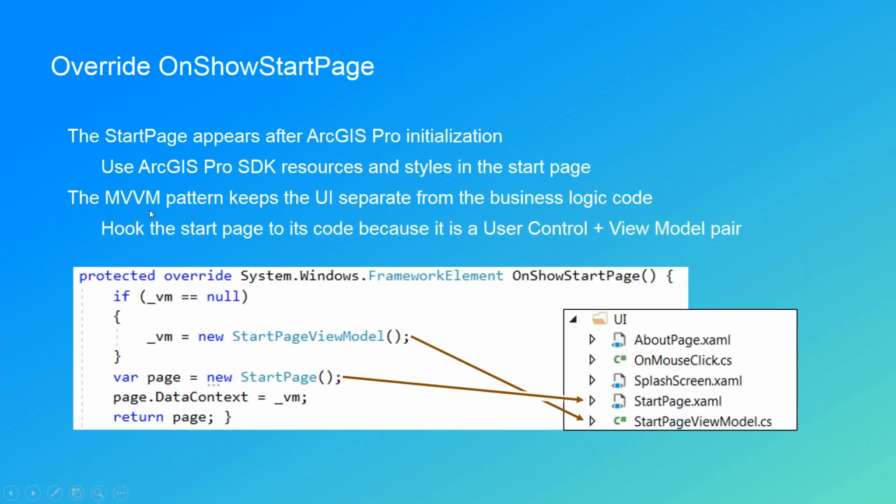We follow the MVVM pattern, where we try to keep the UI definition separate from your code. So here we have the start page defined in the XAML, the user control, but then we have a C# file behind the scenes to have all of the code associated with the start page.